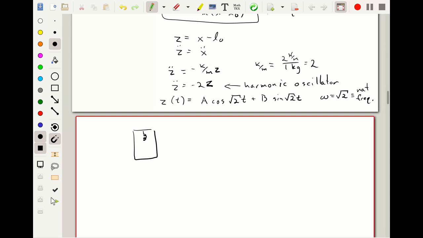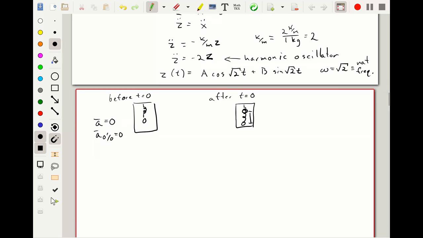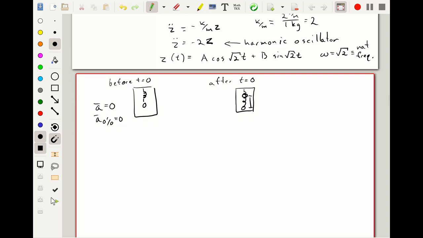So we're going to show two scenarios: before t equals 0 and after t equals 0. So before t equals 0, A equals 0, and then also A of O prime with respect to O is equal to 0. So the whole box is not moving at all, which means that we have A of m equals 0 E1 plus x double dot E1, which is equal to negative k times x minus L0 plus mg.